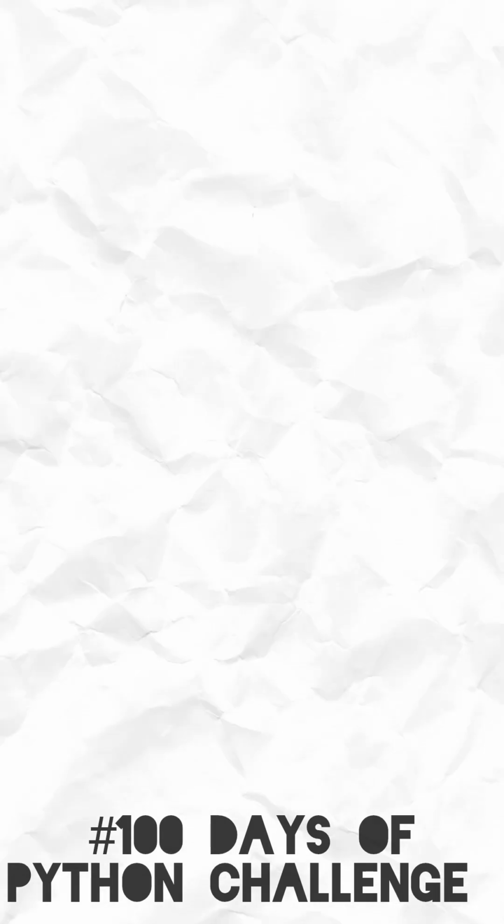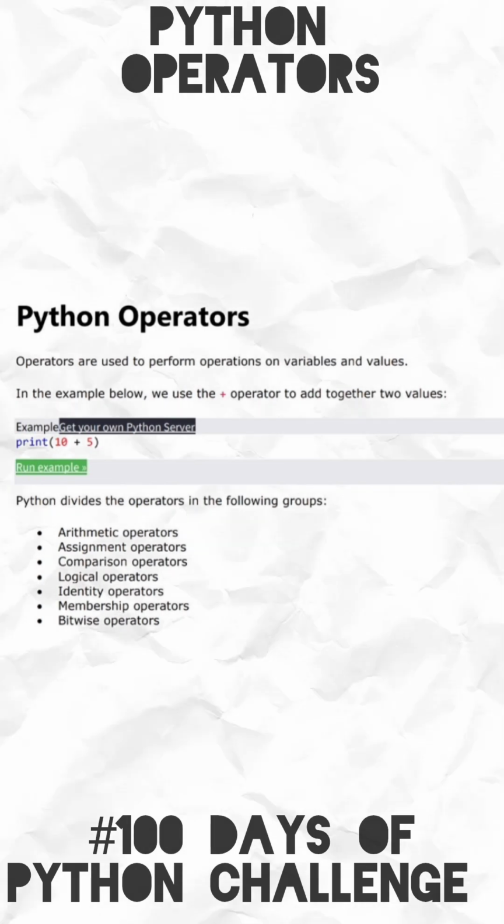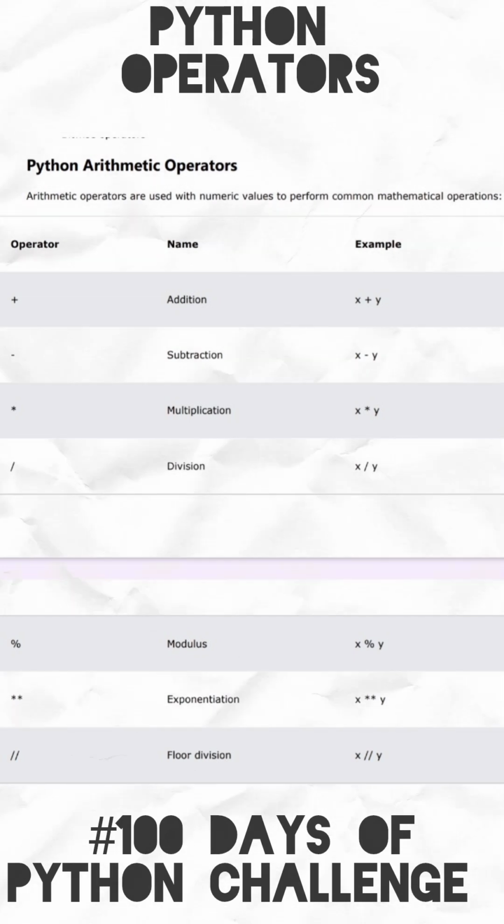We are diving into Python operators today. These are the building blocks of performing operations on variables and values. First up, we have arithmetic operators like plus, minus, into, division and more. They handle basic math operations.